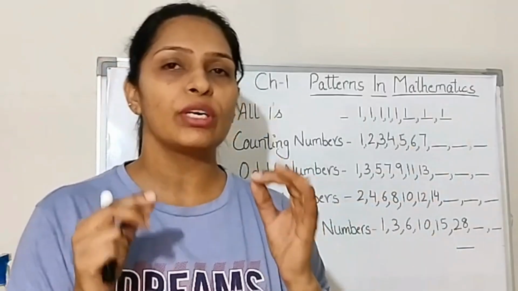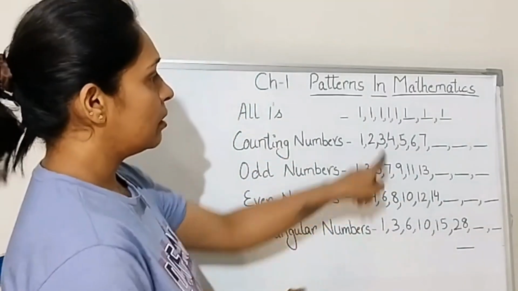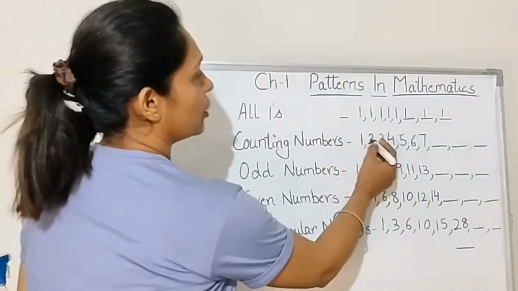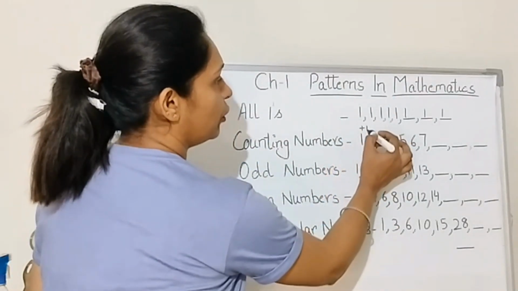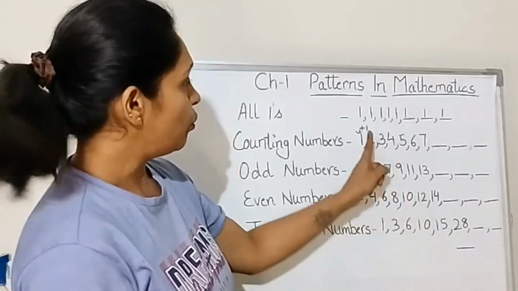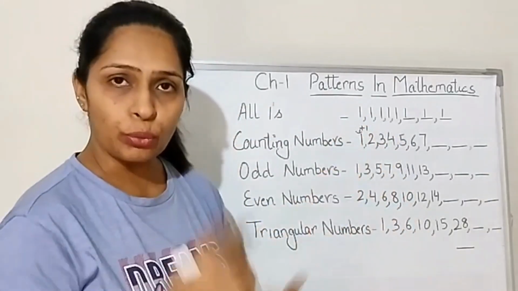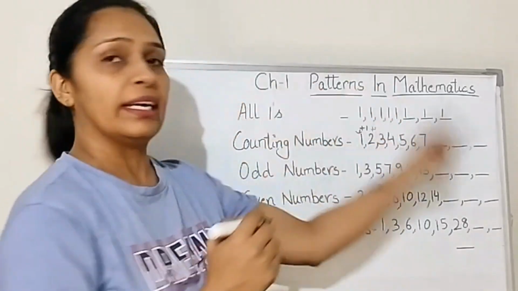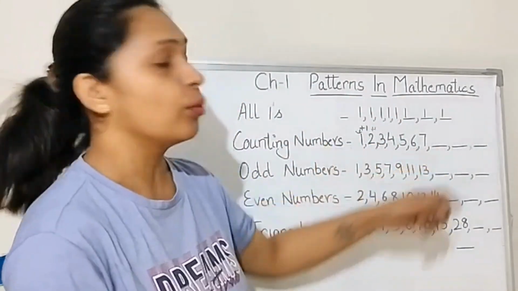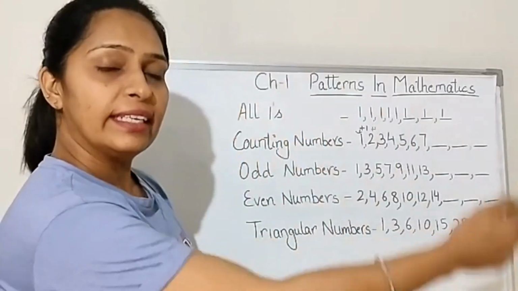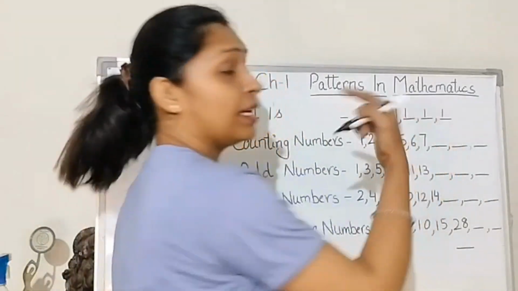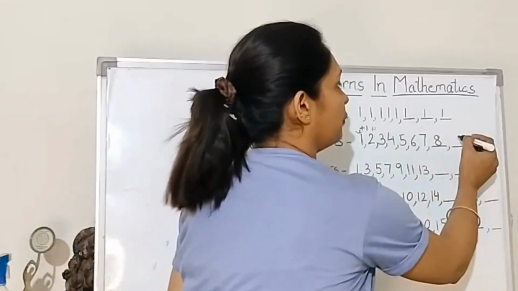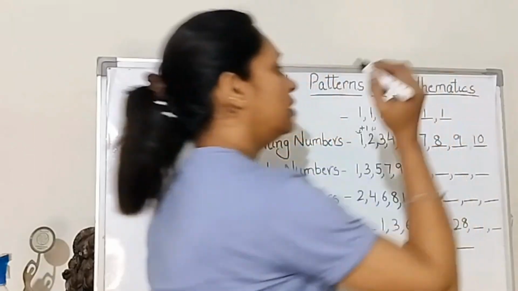But let's understand what the pattern is here. If you see 1 and 2, what is the relation between 1 and 2? Here we are just adding 1 to the previous number, right? So 1 plus 1 gets me 2. If I want to get the next number, I will add 1 plus 2, that is 3, and the numbers go on. So to find the next number after 7, 7 plus 1 gets me 8. Then I have 9 and then I have 10.